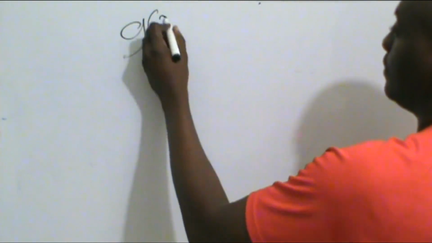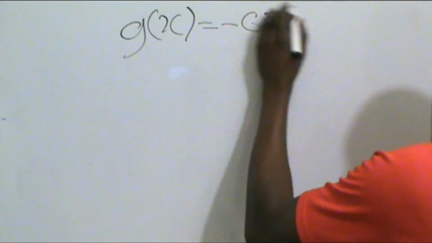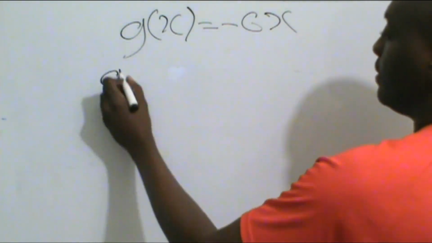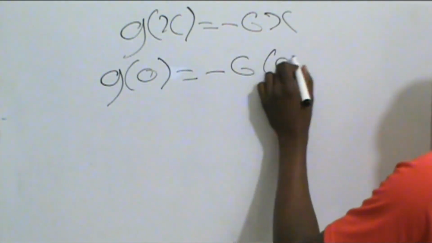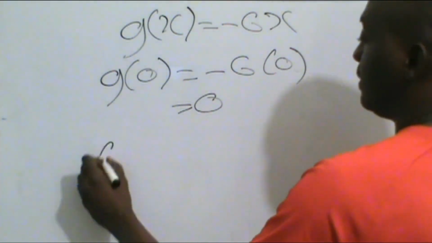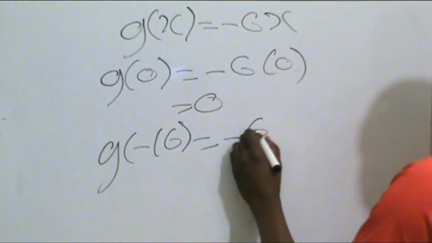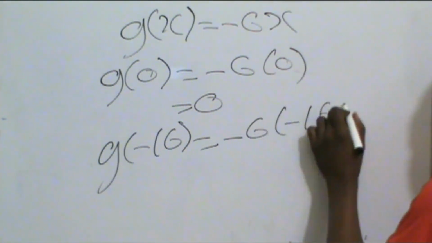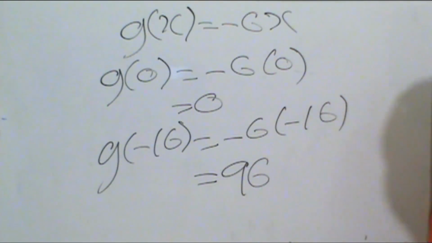By the same token, we have g of x equal to minus 6x. Let us say, for example, g of 0 is equal to minus 6 by 0, which is equal to 0. Let us say, for example, that g of minus 16 is equal to minus 6 by minus 16. Minus 6 by minus 16 is equal to plus 96.